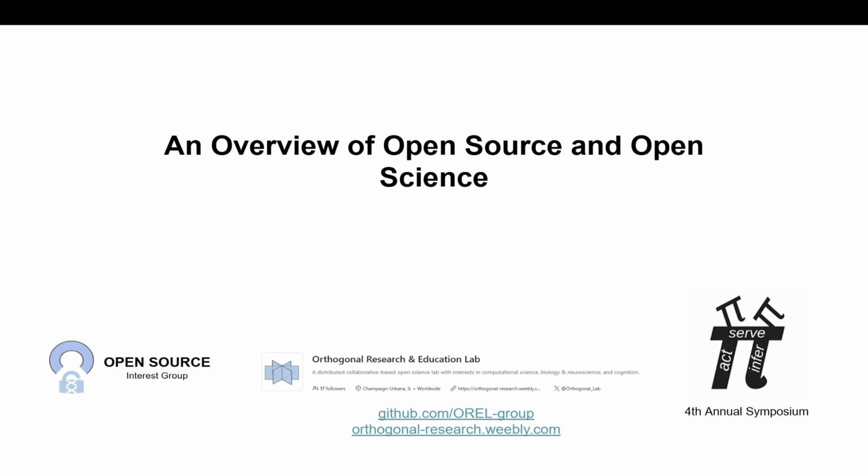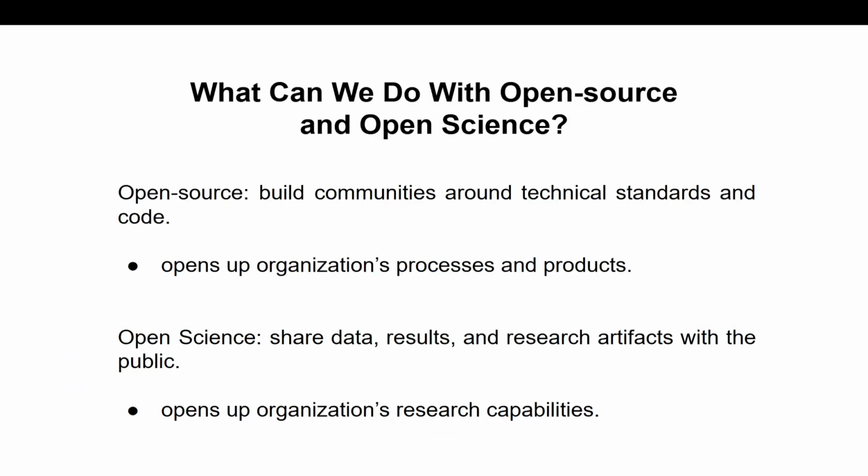I'm also of particular interest in the Orthogonal Research and Education Lab as our open source interest group, and I'll talk about that throughout this talk. This starts with a question. What can we do with open source and open science? And I pair these together because sometimes we're building software, sometimes we're doing scientific discovery, which kind of relies on the open source software. And so if we're doing both, we can actually build systems that can sort of help us do better software engineering and science.